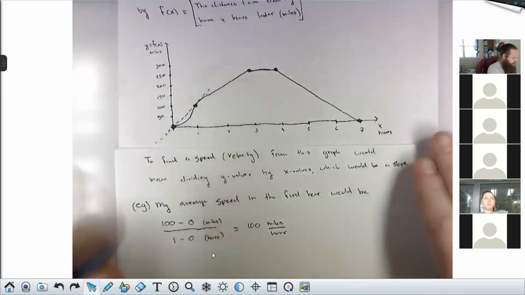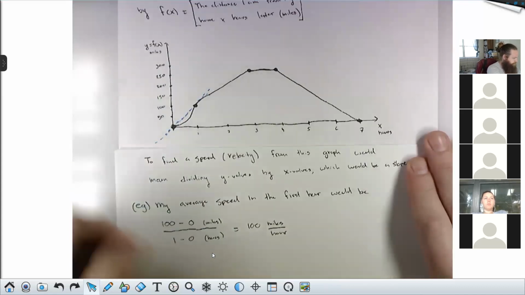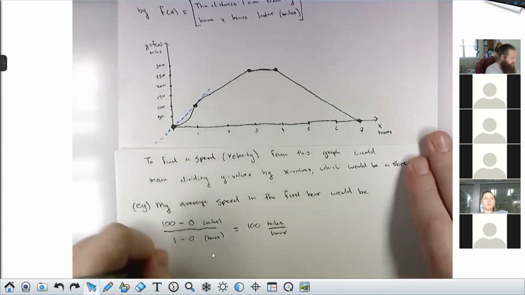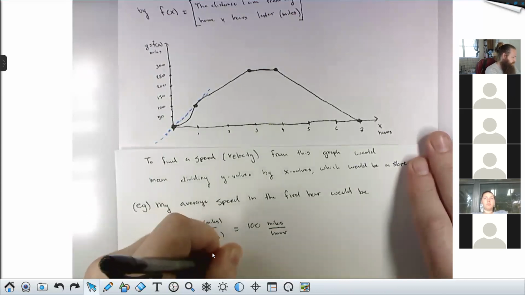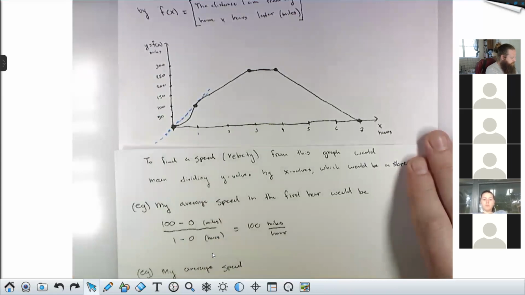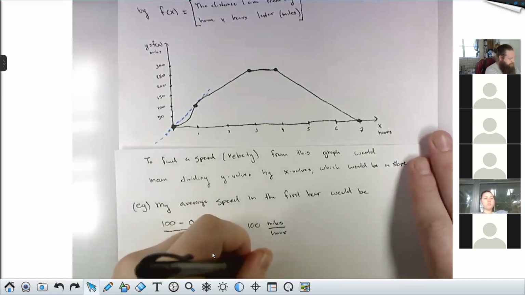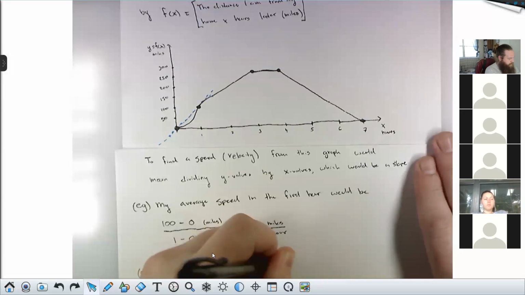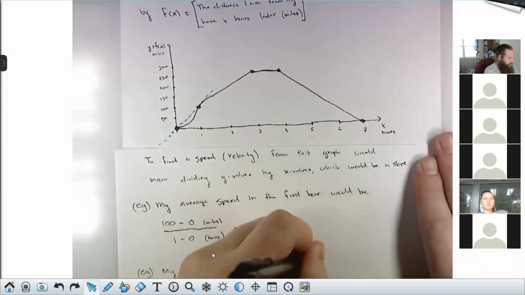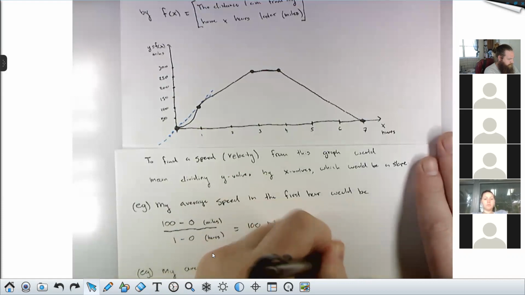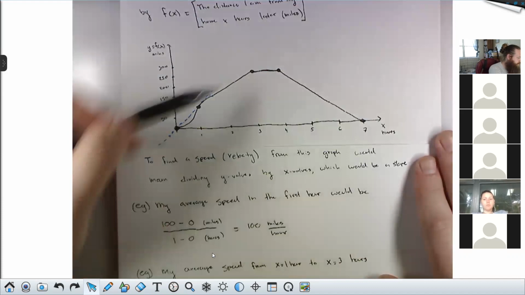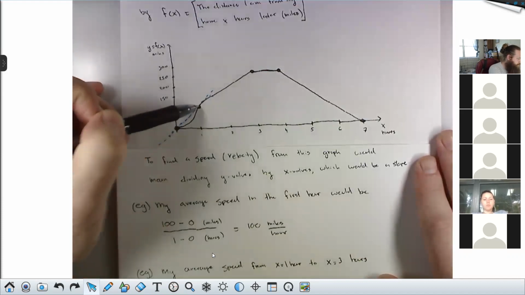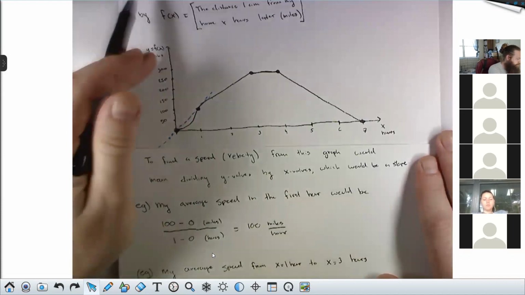If I want to find the average speed from x equals 1 hour to x equals 3 hours, that would mean calculating the slope from this point to this point, right?